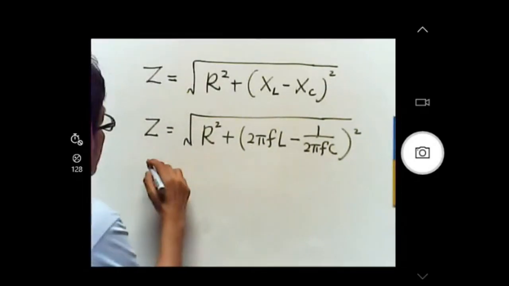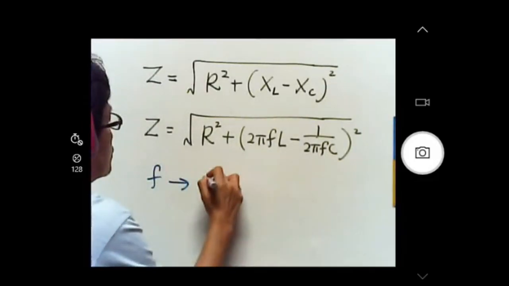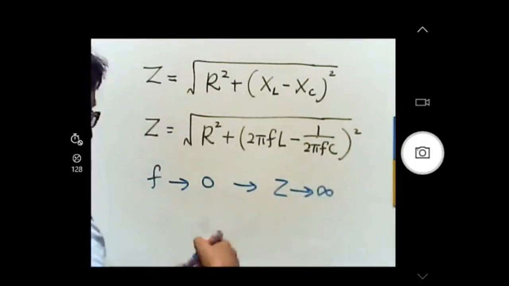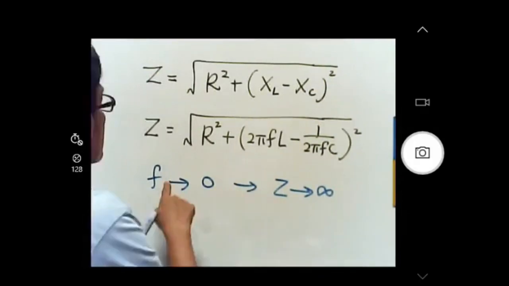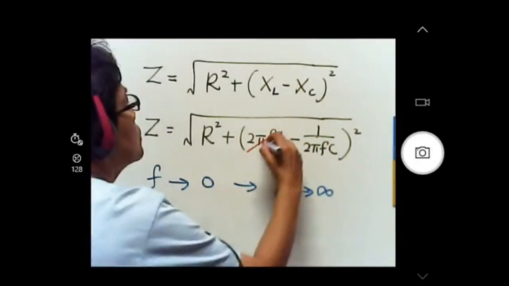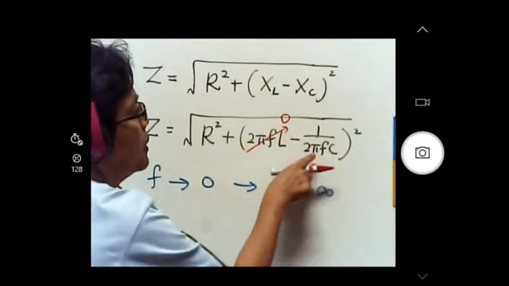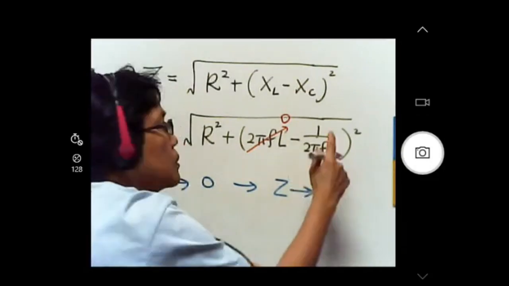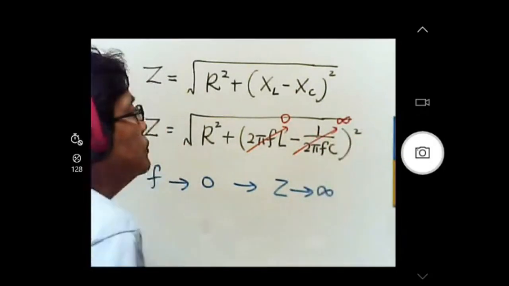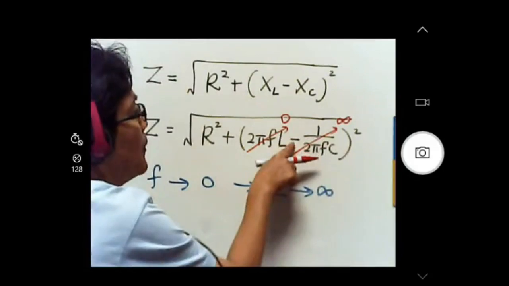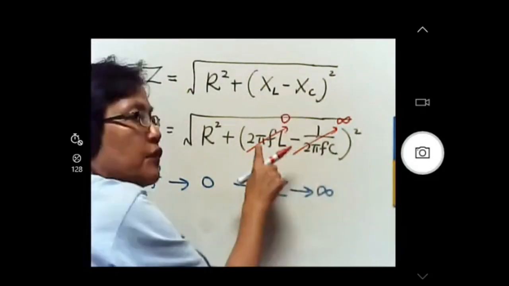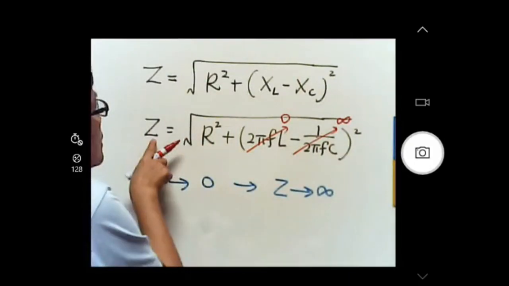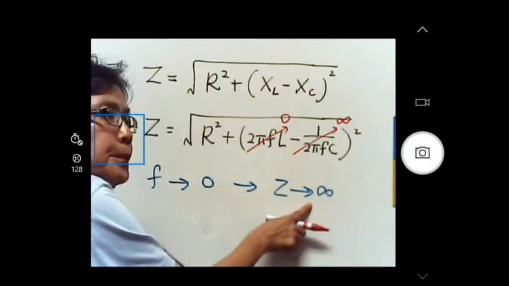So if the value of frequency decreases to 0, we find that the value of Z will increase to infinity. Why? Because if the frequency is 0, then this quantity will be 0, and 1 over 0 will give you a very large value, which is infinity. But squared, this will be positive infinity, which is very much bigger than the value of R. So Z will become infinity.